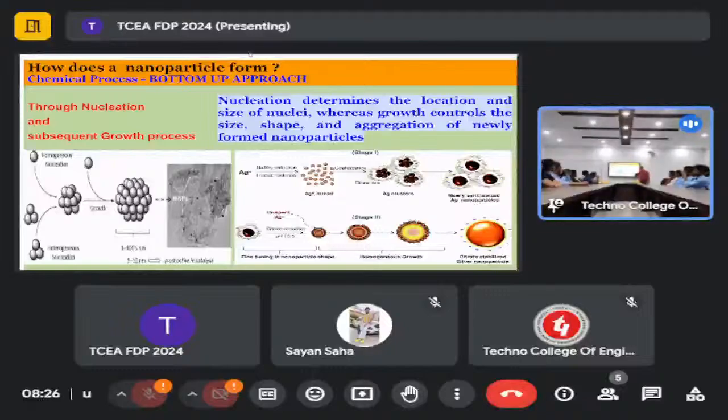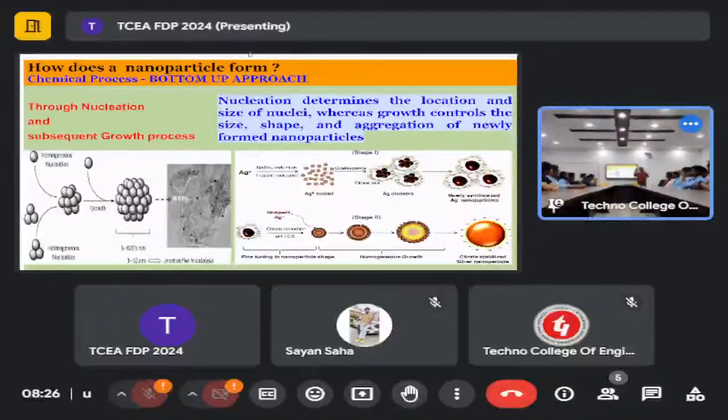Around the nanoparticles, there will be a stable ligand or a protective layer, which is known as a capping agent. So in the preparation of nanoparticles, we have a reducing agent or an oxidizing agent, and another is a capping agent. These two things are very important: either a reducing agent or oxidizing agent, and then a capping agent. These two things are there.